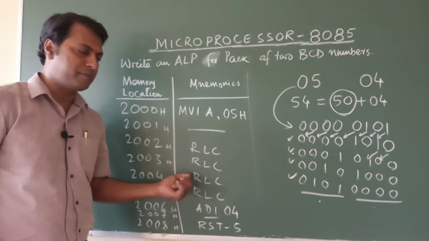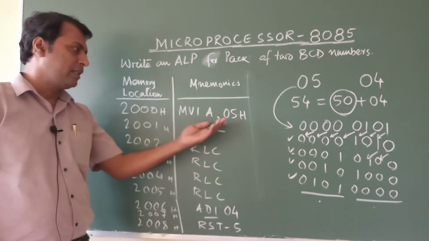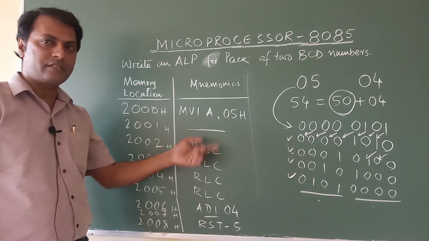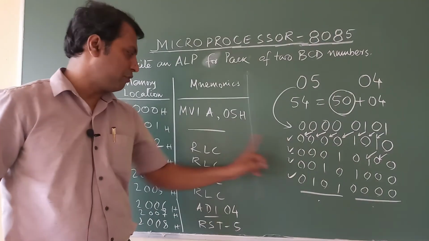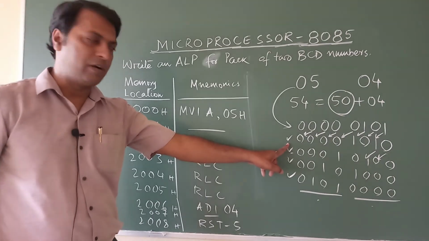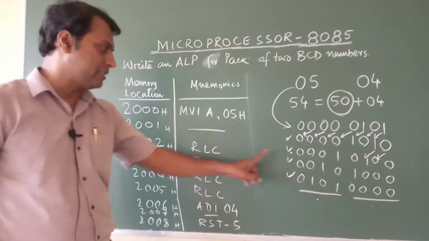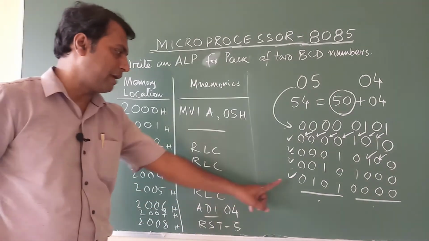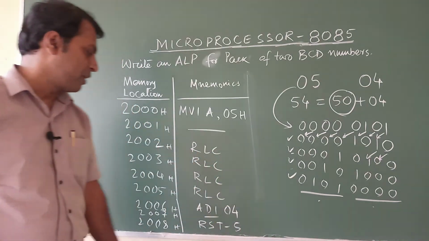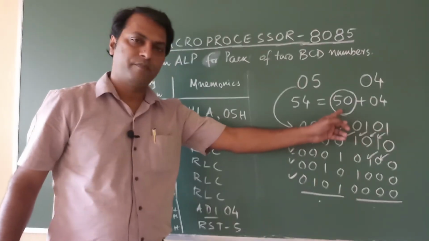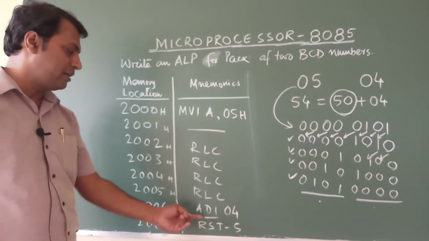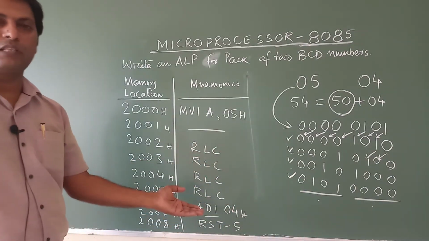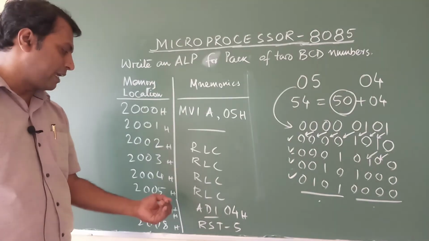Once again I am repeating this program. First we take a number that is stored in the accumulator. So now the accumulator content is 05, then it is rotated like this one. For the first time RLC, the accumulator content is this. Second time RLC, the accumulator content is this. Third time and fourth time, the accumulator content becomes this one. Then we obtain 50. Then we add ADI 04H. Then we add 04 with the accumulator content and get the result.